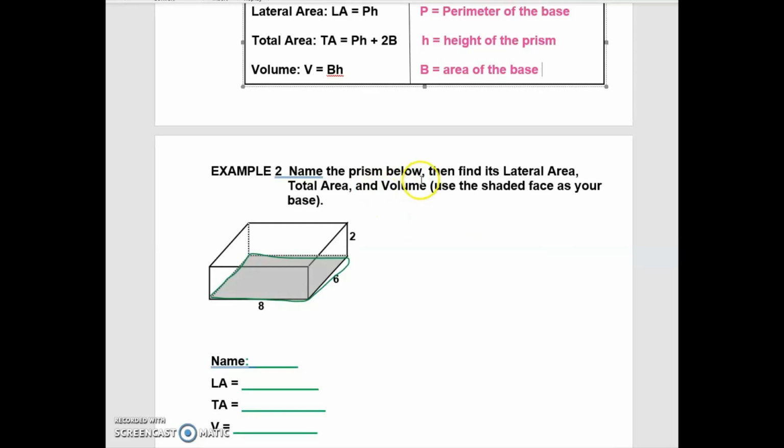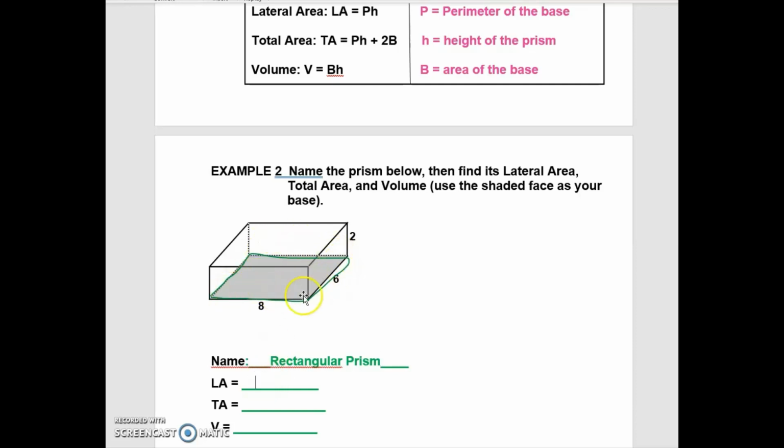Name the prism below. Okay, well, this is a rectangular prism. All of its faces are rectangles, so that just makes sense. Find its lateral area, total area, and volume. Use the shaded face as your base. So remember I said for this one, it didn't matter which one you picked. So they picked for us. They want us to do this one.